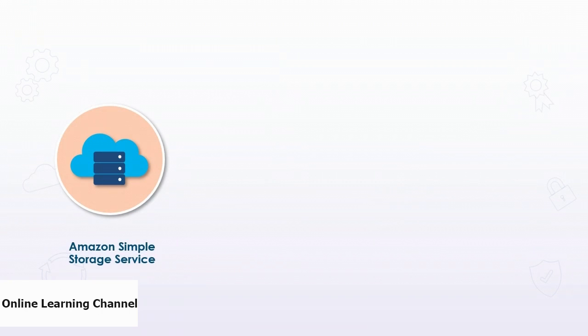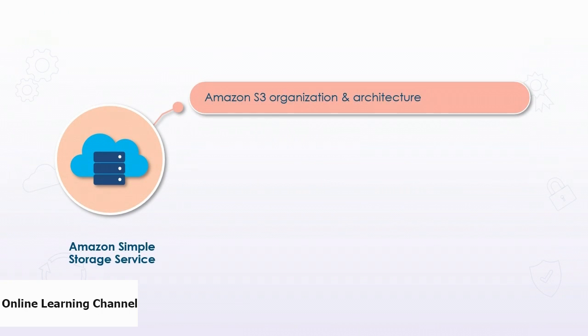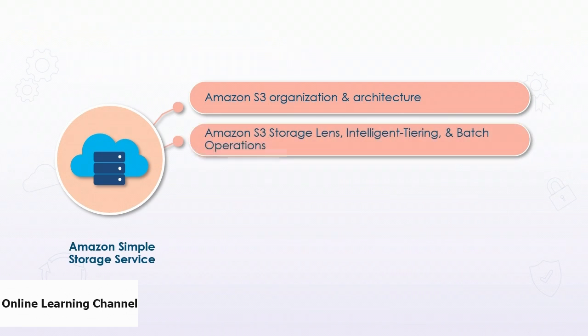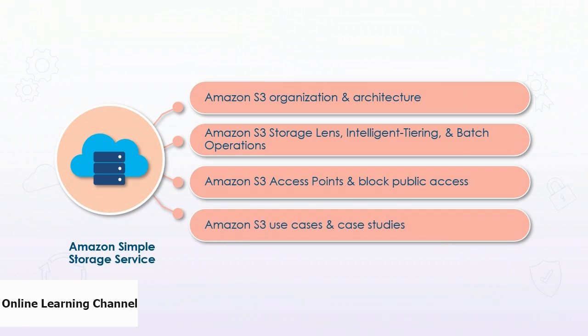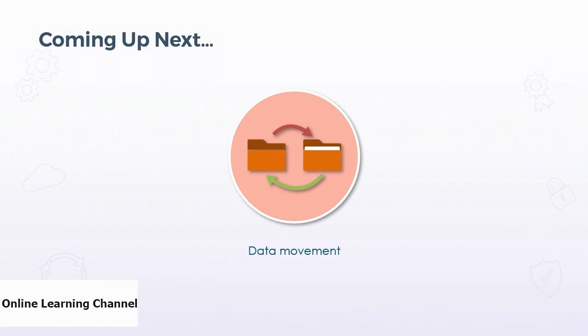In Amazon Simple Storage Service, we have learned about Amazon S3, including its organization and architecture. Thereon, we learned about Amazon S3 features, including storage classes, intelligent tiering, and batch operations. Thereon, we learned about Amazon S3 access points and block public access. Finally, we learned about Amazon S3 use cases and case studies. And in the next course, we will learn about data movement.